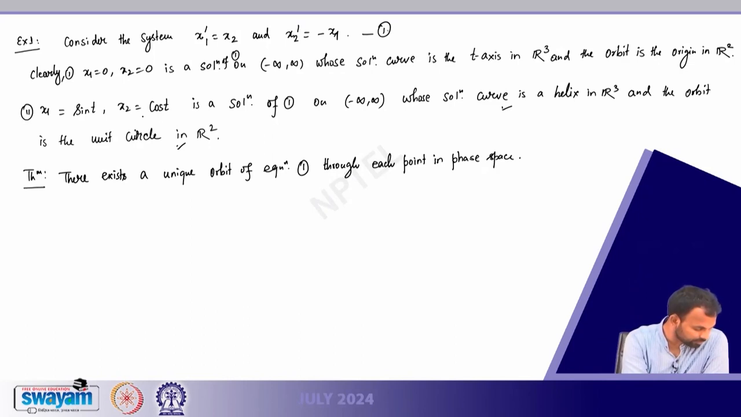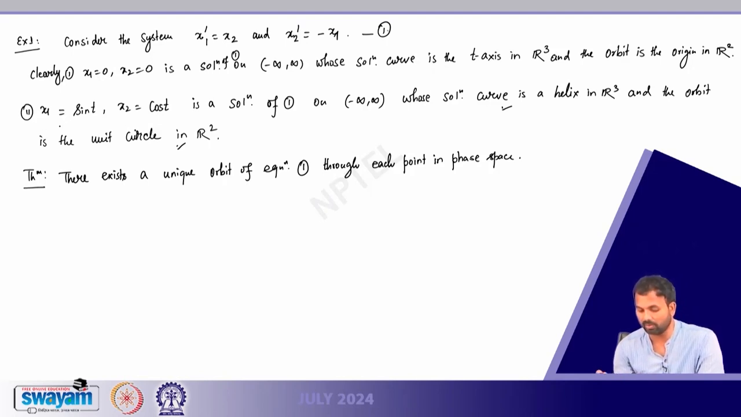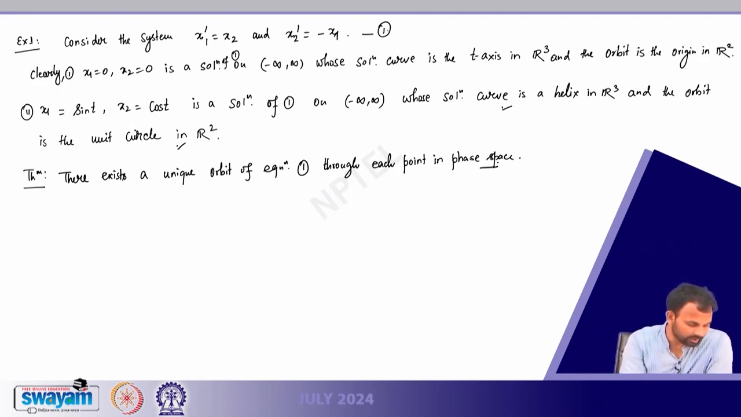And so each point in phase space means, for example, all the points that are lying on the circle. So obviously the unique orbit will pass through each point in the phase space, that is in Rn, not Rn plus 1, but in Rn, right. So the statement is very straightforward.